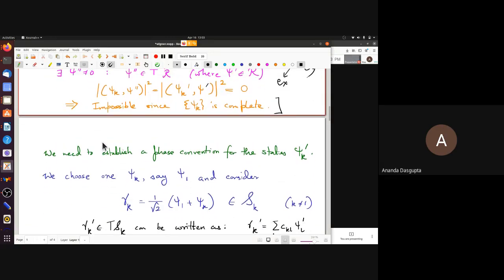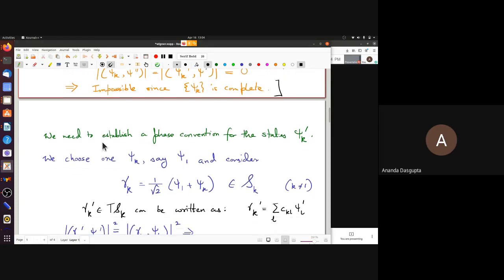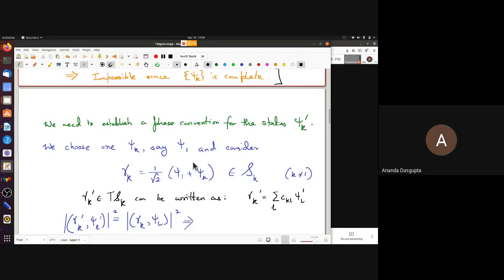Now, this is important. After all, we are making a choice of the psi k primes, right? So let's make a choice by establishing a phase convention. What we do to establish the phase convention is something like this. We first choose any one of the psi k's as a special psi k. That's just a choice. Let's say we choose psi 1 as special. And consider this particular linear combination, gamma k, which is 1 by root 2 times psi 1 plus psi k.